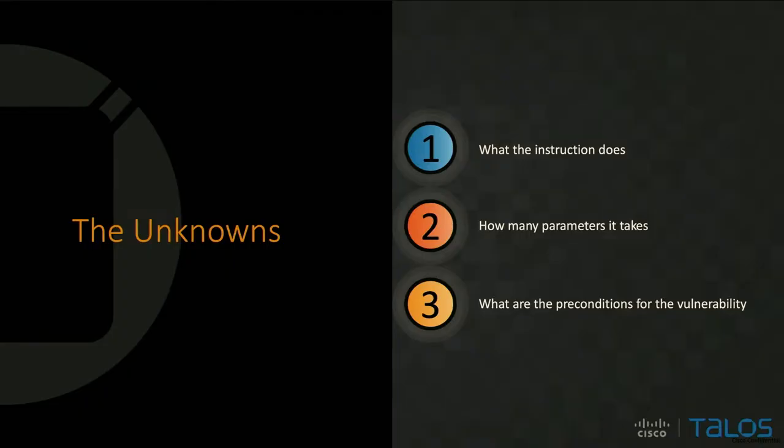There's a lot of unknowns that we need to solve if we were to recover or reconstruct the vulnerability here. The first one is what the instruction does logically. The second one is how many parameters it has, because if we're just inserting an instruction at random, it's just going to error out early, and we're not going to reach any interesting code inside of the function. For it to do anything interesting, we need to provide it with plausible parameters on the stack. And finally, what are the preconditions for the vulnerability to trigger?